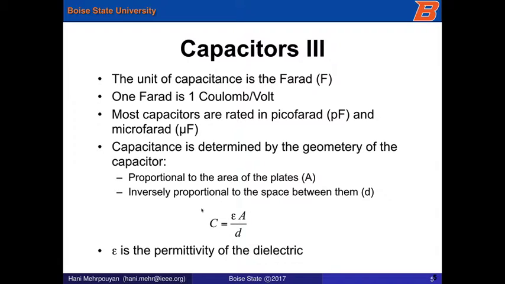Now, if we actually write that mathematically, the capacitance is given by epsilon times A, the surface area of the metals, divided by d, the distance between the metals. Epsilon is the dielectric constant of the material that you use between the two plates. So you could use different materials that potentially will give you a higher capacitance.